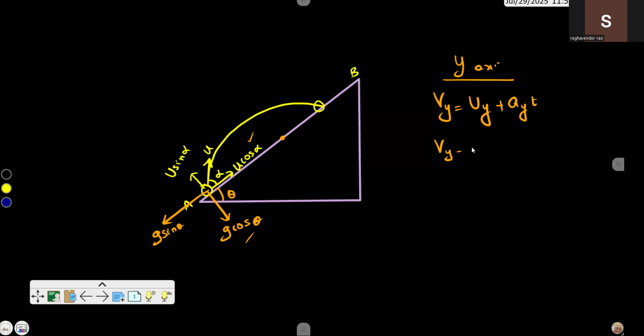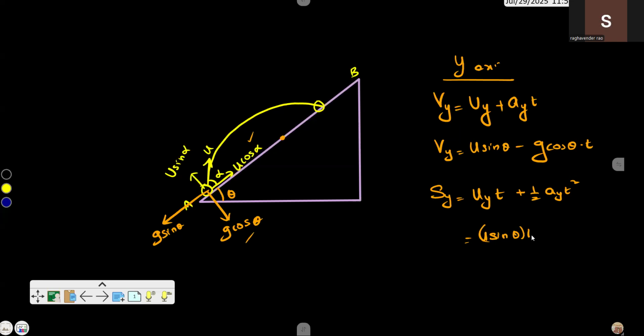So velocity in y-axis is equal to initial velocity in y-axis, u sine alpha, minus g cos theta into t. Next, displacement in y-axis is equal to uy into t plus half into ay into t square. What is initial velocity in y direction? u sine alpha into t minus half into g cos theta into t square. That's all. Any doubt?